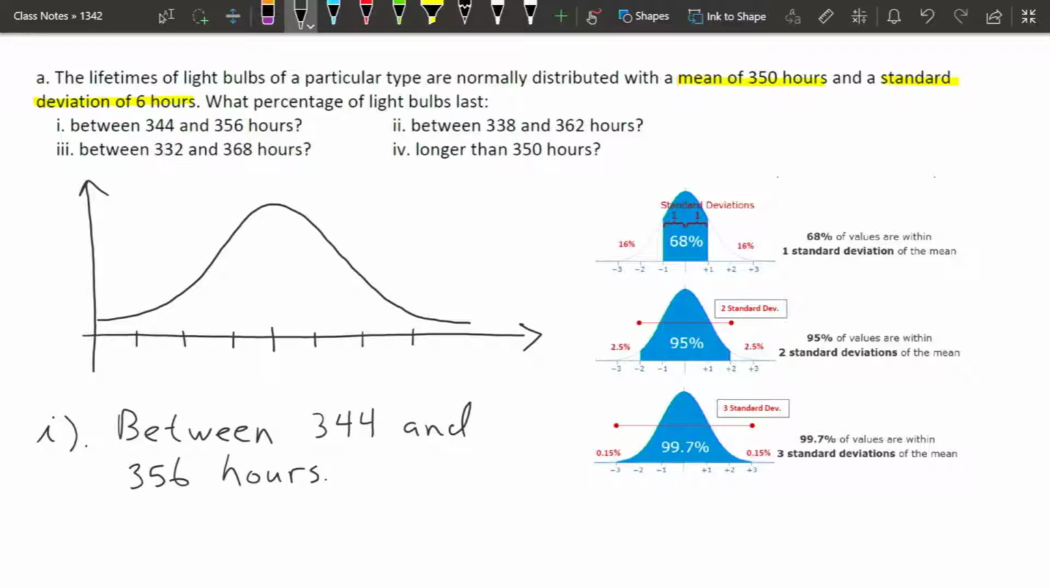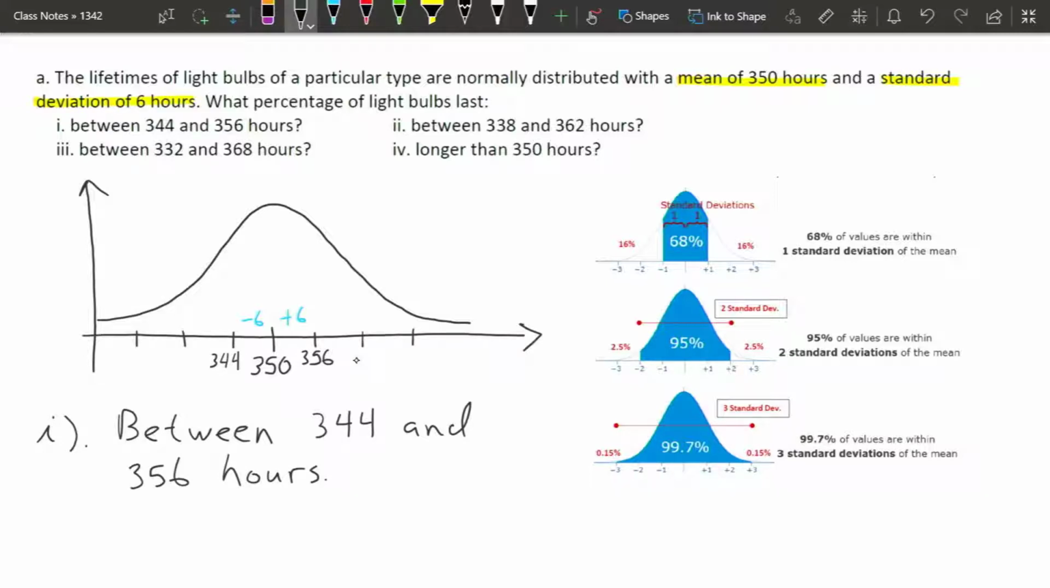Well, I've drawn the normal distribution curve to illustrate the numbers we're working with, and in the middle is the mean. The mean is in the middle at 350. With the standard deviation, we add the standard deviation and we subtract the standard deviation. Being that the standard deviation is 6, we'll add a 6 and we'll subtract the 6. If I do that once, it'll add to 356. If I subtract the 6, it'll subtract to 344.